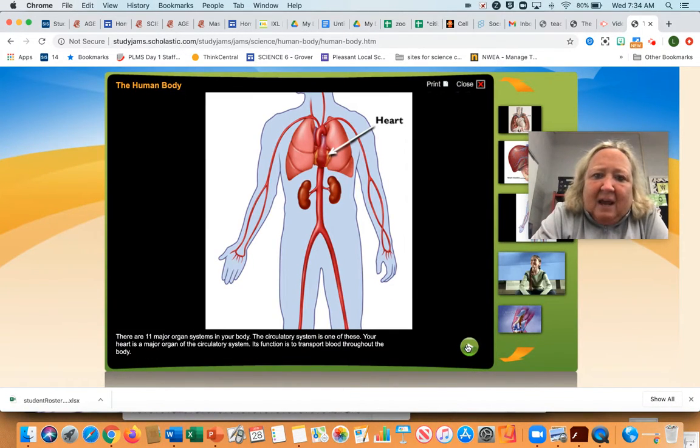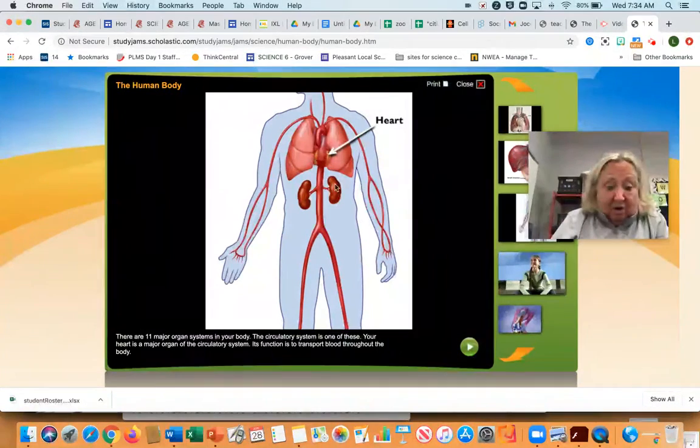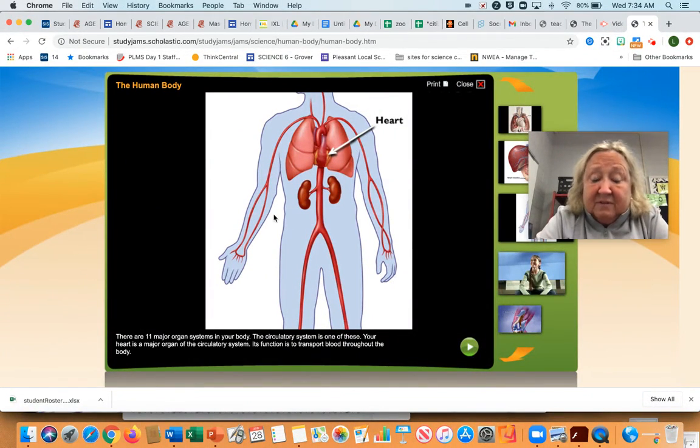Okay, now all of these organs then combine to form what's called organ systems. And there are 11 major ones in our body. One of the main ones is called the circulatory system. Okay, and that is the heart. Okay, the circulatory system's job or function is to get blood throughout your body. We'll look at that more early next week.